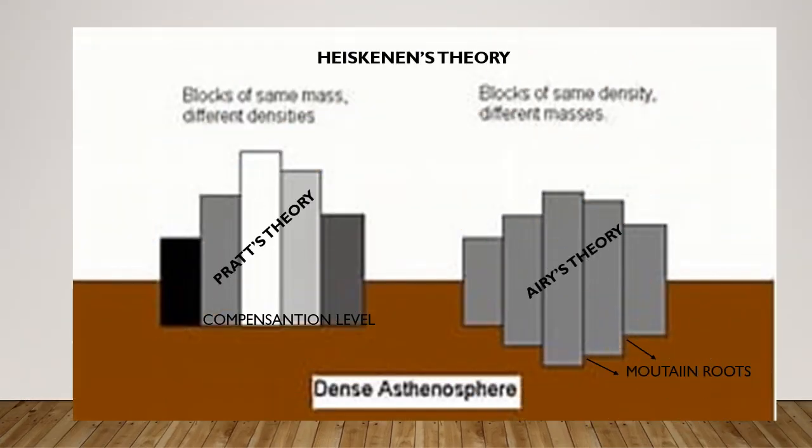This picture proves Heiskanen's theorem, which combined the two theories. This part advocates for Pratt's theory, with different blocks at the same depth of compensation, and this part advocates for Airy's theory, with different blocks at different depths, the mountain roots.